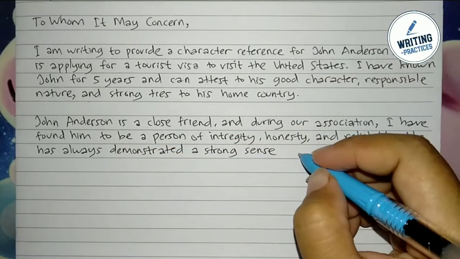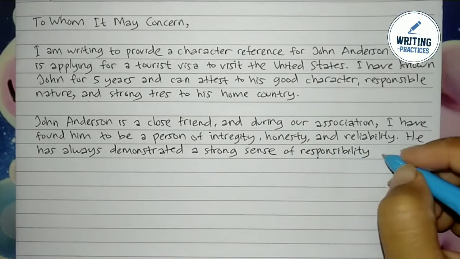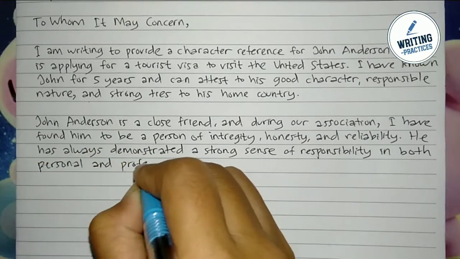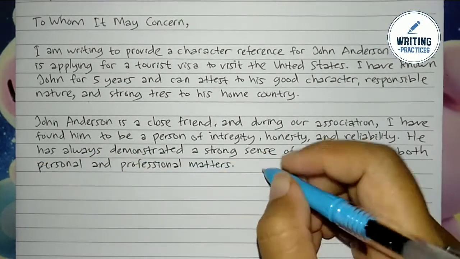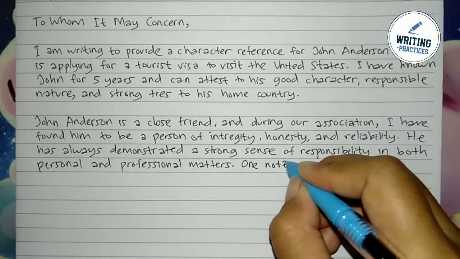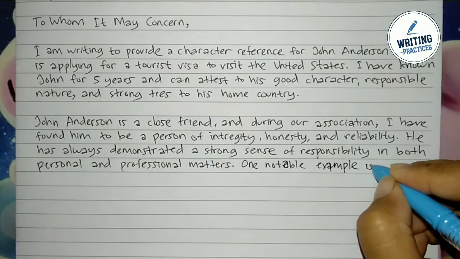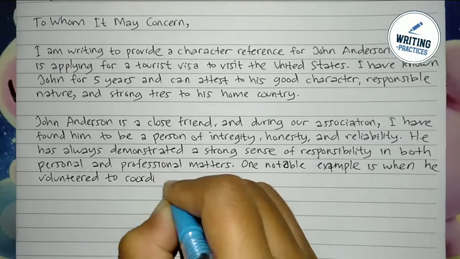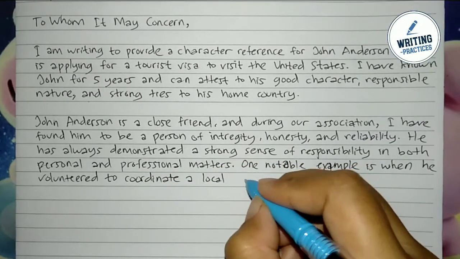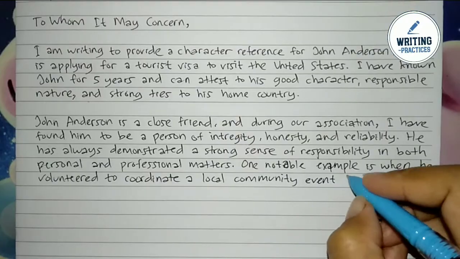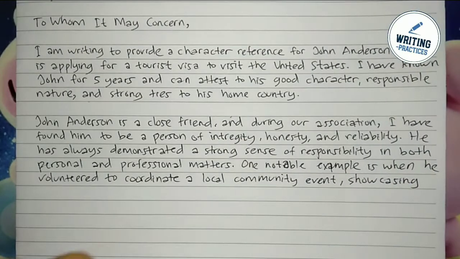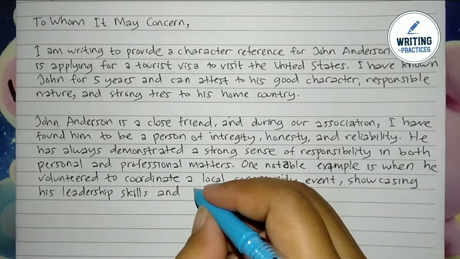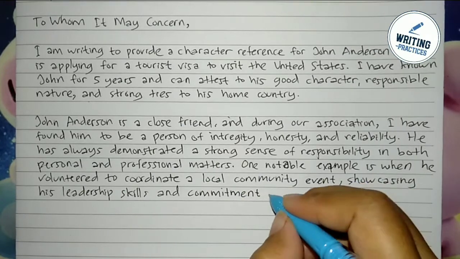Giving details about the applicant's qualities is not enough. Here, you need to include examples or anecdotes that illustrate the applicant's integrity, honesty, and reliability. And this is an example of how the writer describes the applicant. He has always demonstrated a strong sense of responsibility, in both personal and professional matters. One notable example is when he volunteered to coordinate a local community event, showcasing his leadership skills and commitment to community service. Sure, you can use more than one example, but don't make up the story. Be honest when you deliver it.